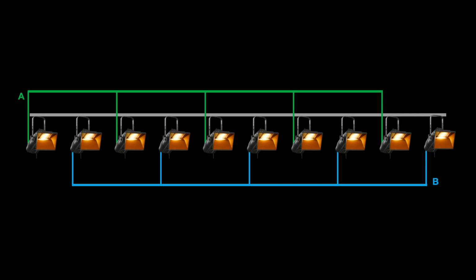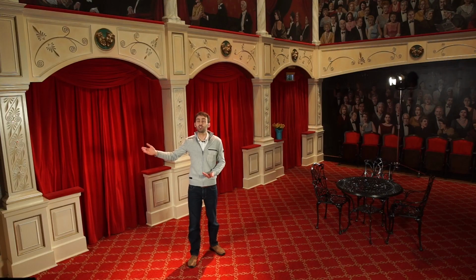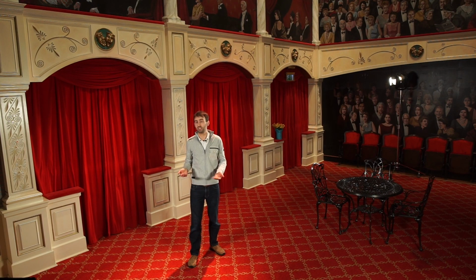This means if you lose one circuit, you still have coverage of the whole cyc in the event of a failure. Yes, it may be half the brightness, but it's going to be better than a half dark and a half bright cyc, and it might allow you to just keep the show going.